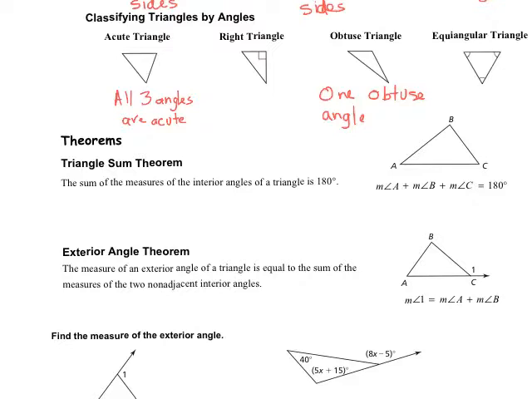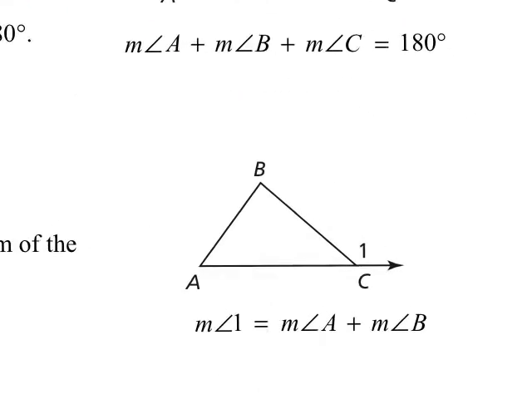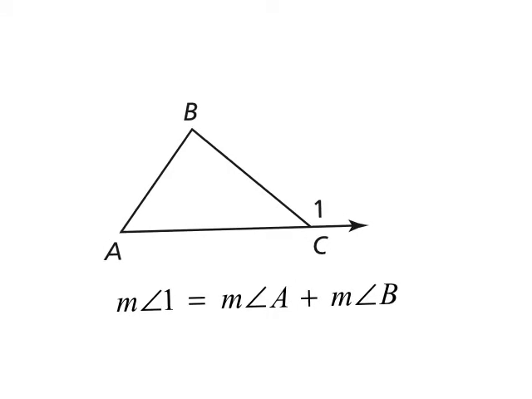not one you probably already know, but one you could easily understand. So the measure of any exterior angle. So if I'm looking here, angle 1 would be the exterior angle, should be equivalent to the sum of the other two non-adjacent interior angles. So this angle out here should add up to this plus this.